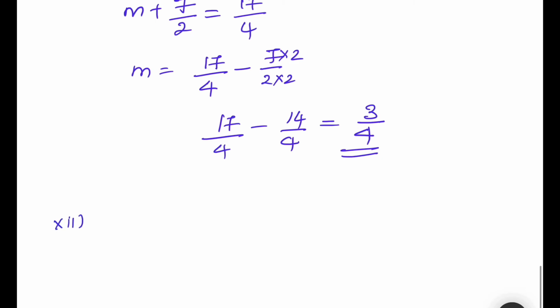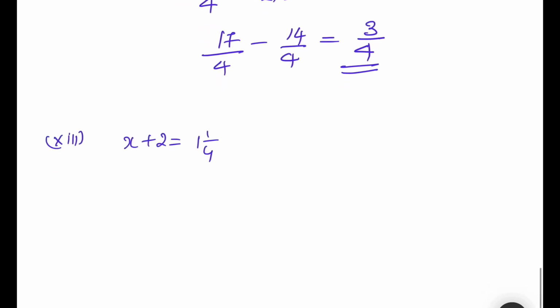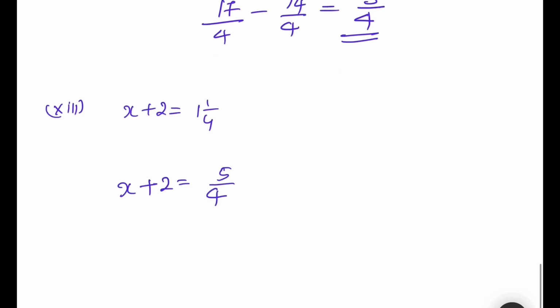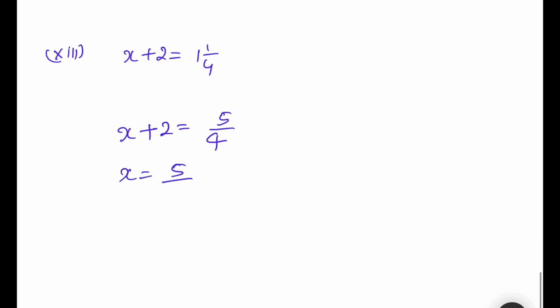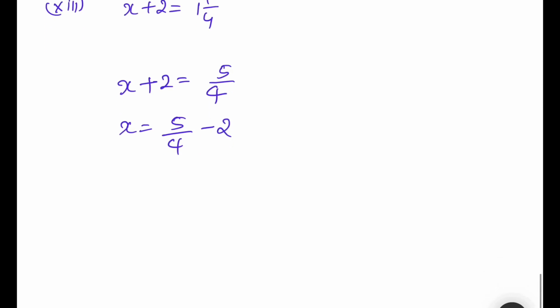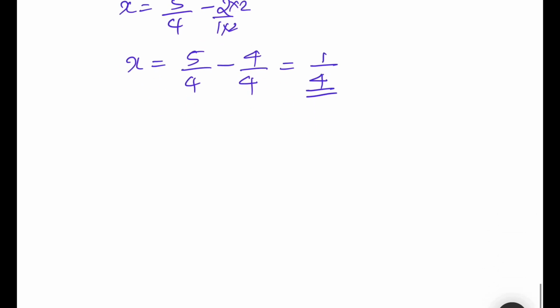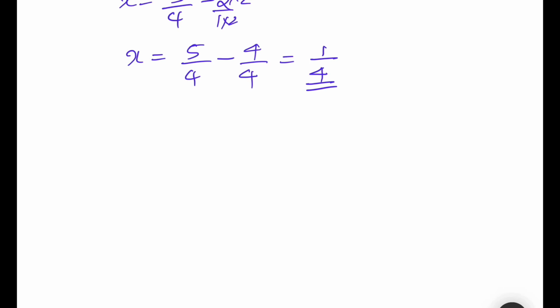Next we have the 13th question. x plus 2 equal to 1 1 by 4. So I can write it as x plus 2 equal to 1 1 by 4, 1 fours are 4, 4 plus 1, 5 by 4. x equal to 5 by 4 minus 2, that is 5 by 4 minus 2 by 1, multiplying by 4 and 4. So I can write as 8 by 4. You get the value of x as minus 3 by 4.